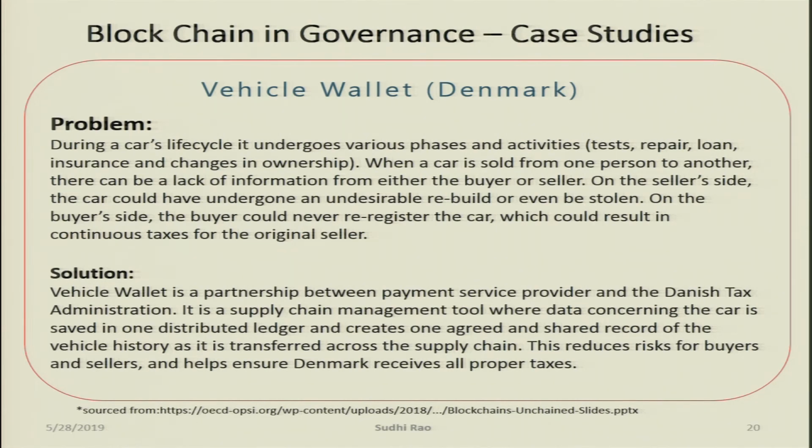What does it mean? When somebody sells me the car, I may not have all the information on the things that could have happened to this car. On the seller's side, the car could have undergone an undesirable rebuild or even be stolen. When somebody sells me a car, how do I know this car was stolen? They might have forged the documents, or it happened to one of my friends. He bought a car in the United States, and after buying the car, he thought, for what was claimed, the mileage on the car, it was too cheap. He got a doubt, how come they are selling me this car with so little mileage, so cheap?